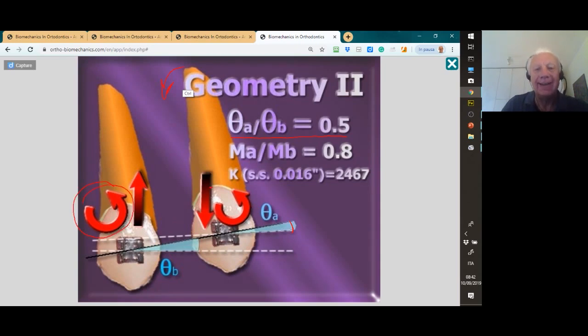So this moment is reduced, and this moment is reduced even more. But the two moments are going in the same direction. So in geometry 2, the two moments are going in the same direction, and the two forces are still here because the sum of the two moments is still not zero. But as you understand, these two forces are reducing compared to what they were before.